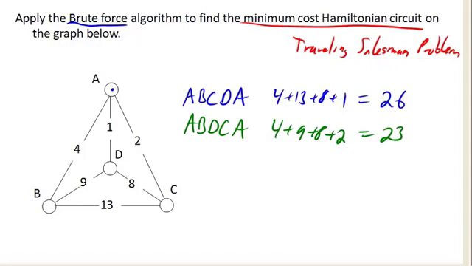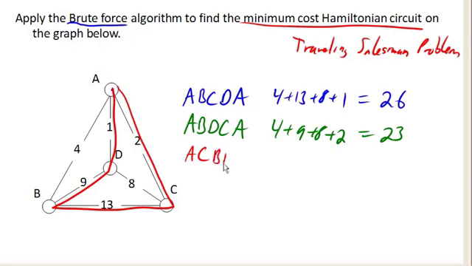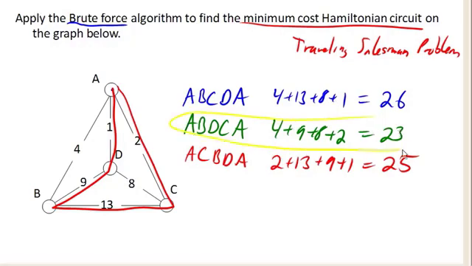There's one more unique circuit here, and that's A, C, B, D, A. This is different than our first one. The first one we went A to B. So this was A, C, B, D, A. So that's 2 and 13 and 9 and 1, which has a cost of 25. And so of these 3 unique circuits, and it turns out that these are all the unique circuits, the one that is minimum cost is this one right here. So this is our minimum cost Hamiltonian circuit for this particular graph.